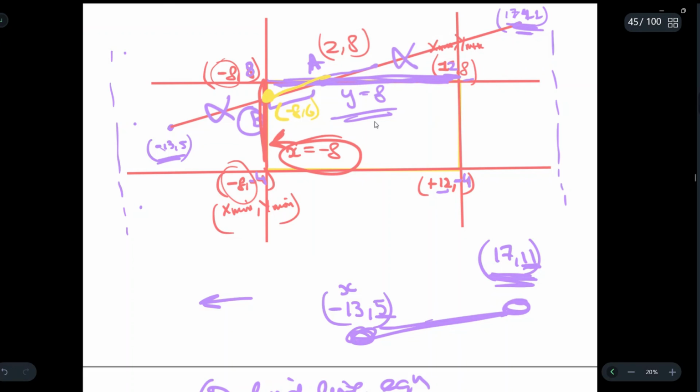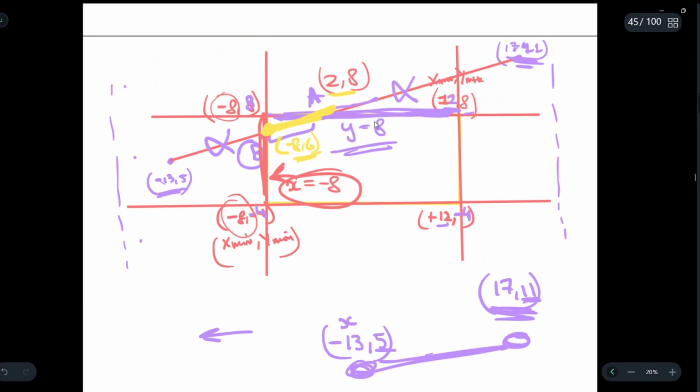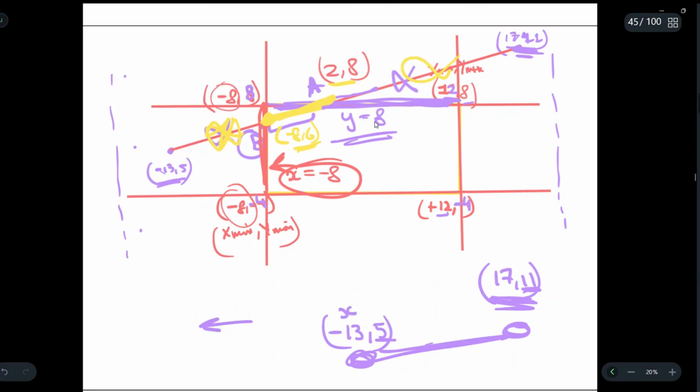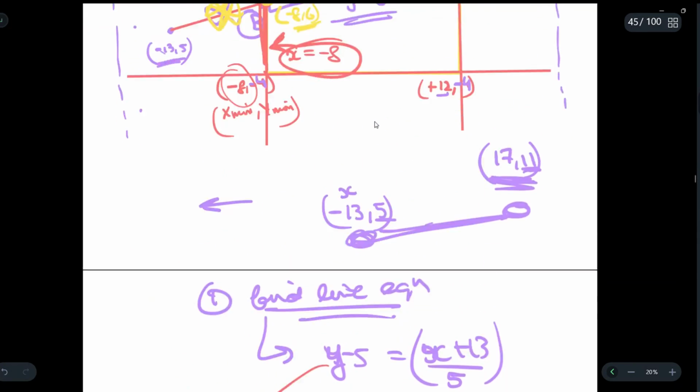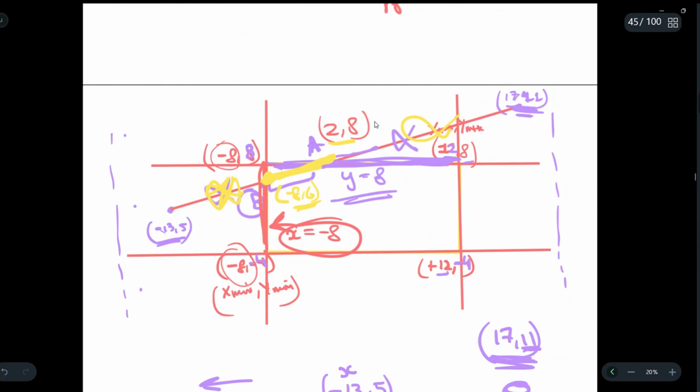So the line segment between point A and B, that is between the points 2, 8 and minus 8, 6, will be the line segment that we need, and the other line segments will be clipped off. So this is how you have to find out which lines will be clipped and which will be accepted. So this is a very easy algorithm. You just have to apply a little mathematics.